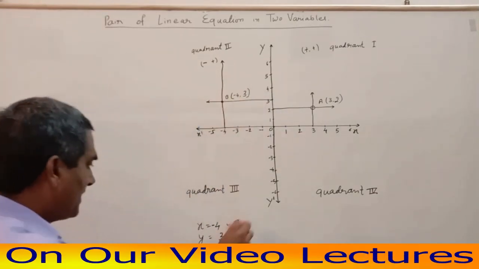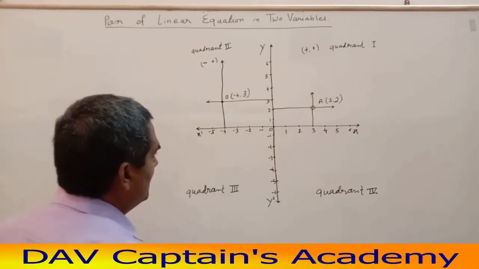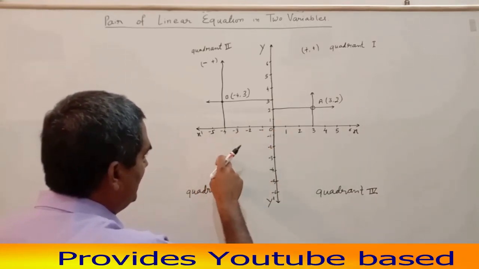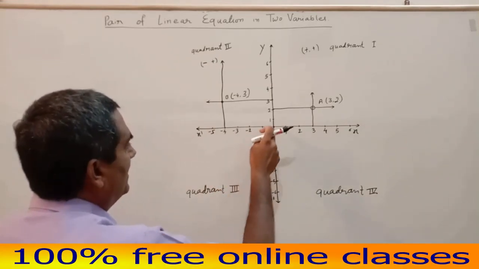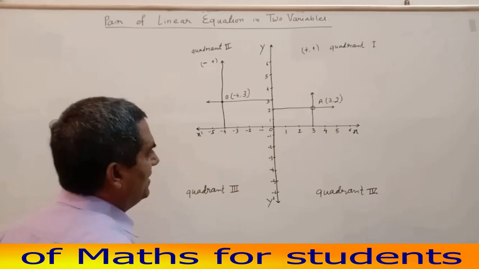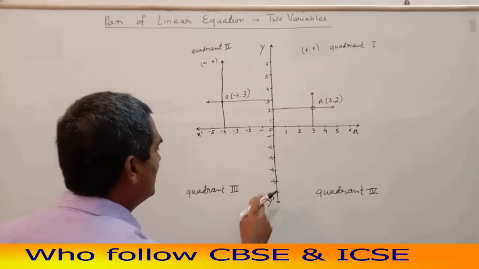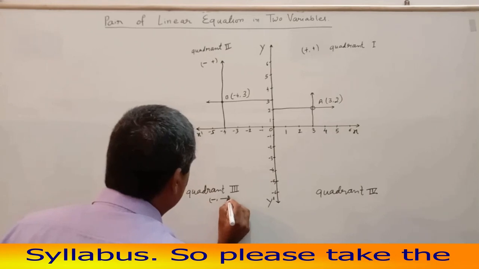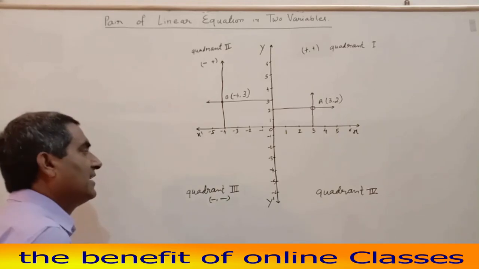Now we will see quadrant 3. As we know, this one is quadrant 3, this part. In this quadrant, the x-axis has minus values and the y-axis also has minus values. It means that in quadrant 3, x is minus, y is also minus. So now we can write for this: minus, minus. Is that clear?